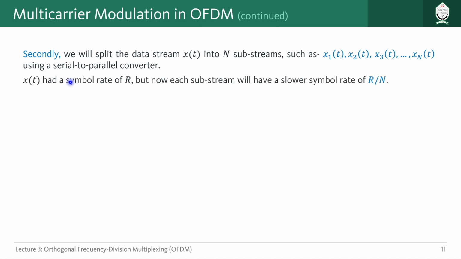The next thing, which is very important, is that previously our x of t had a symbol rate of r. Now each of these substreams x1, x2, x3 will have a much slower symbol rate, which is r divided by n. So n times less compared to the previous situation of x of t. This is very important to understand. Just keep it in mind.